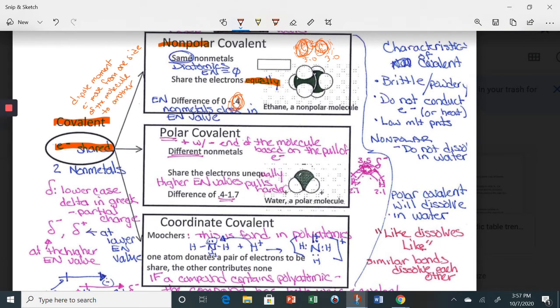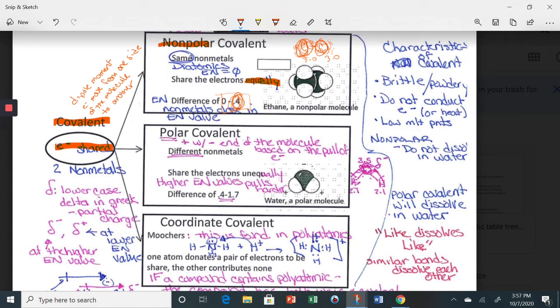So a lot of times in higher level college texts, versus a high school text, they'll say there's this range where you really say it's not polar. It's nonpolar. Okay, what I'm going to tell you is, if they're the exact same nonmetals, that is definitively a nonpolar covalent bond. That's the one to really go by. That's the biggest thing to think of. It is truly a nonpolar covalent bond.